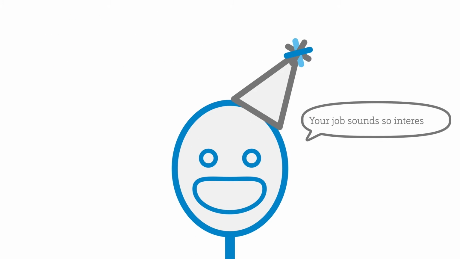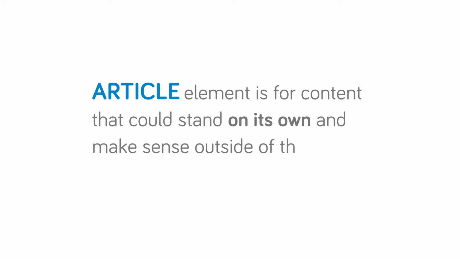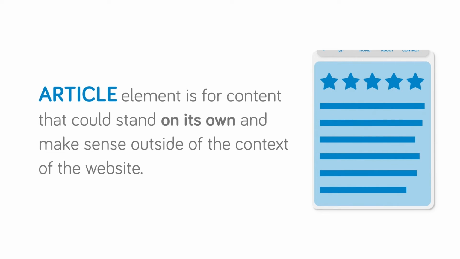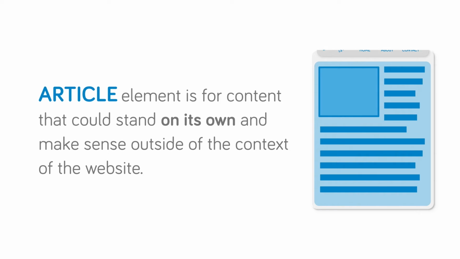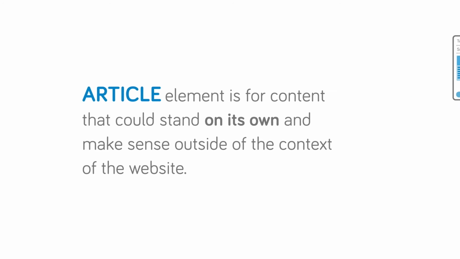After making the rounds, you meet someone and strike up a lively conversation. Getting to know them a bit, you realize this is someone you could hang out with outside of the party. In a way, your new friend is kind of like the article element in HTML, which is for content that could stand on its own and make sense outside of the context of the website. Examples of content that might go in an article element include reviews, recipes, news posts, and more. It's content that would make sense if you copy-pasted it into an email and sent it to a friend without saying where it came from.